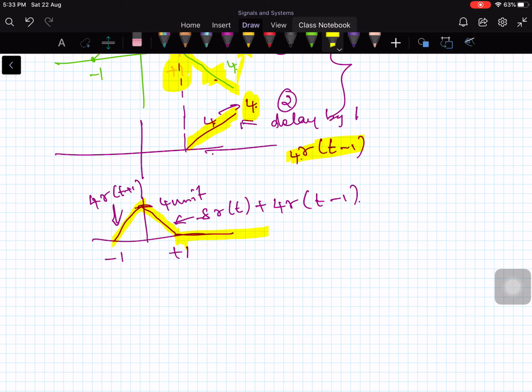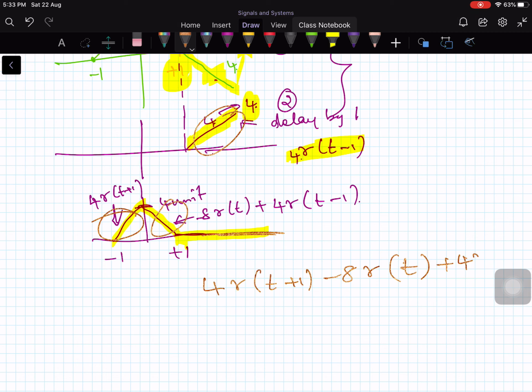So this particular triangle is described by 4 times r of t plus 1, this guy, and this guy is minus 8 times r of t, plus, to bring back to 0, we introduce another ramp, so plus 4 times the delayed version r of t minus 1. So this is how the ramp function can be employed.